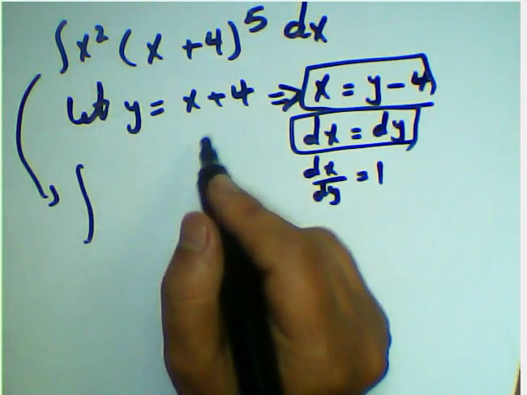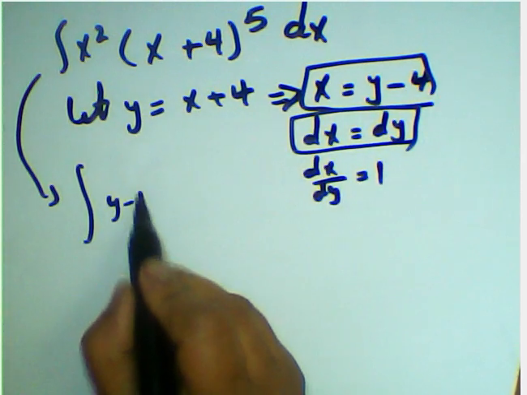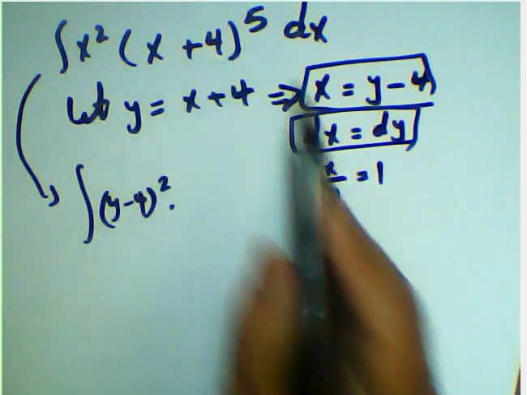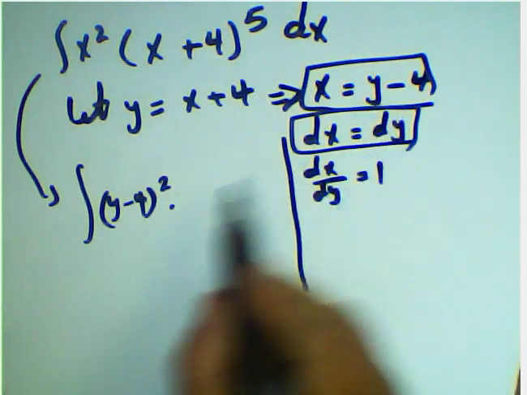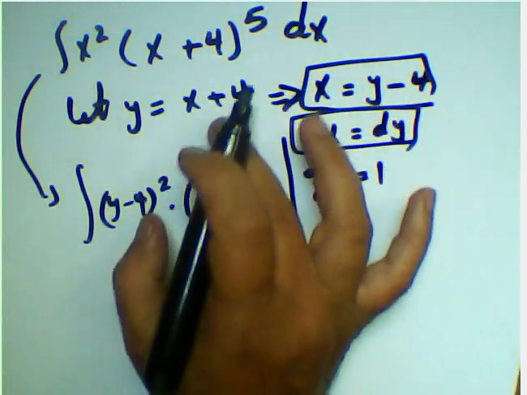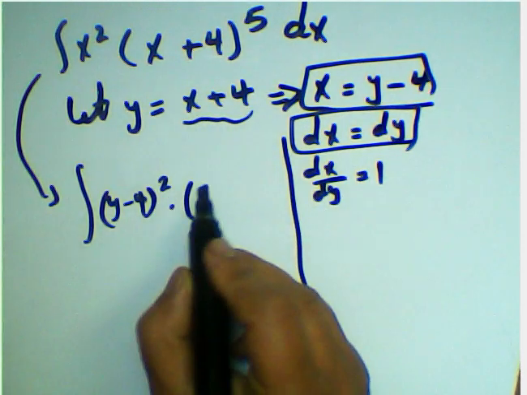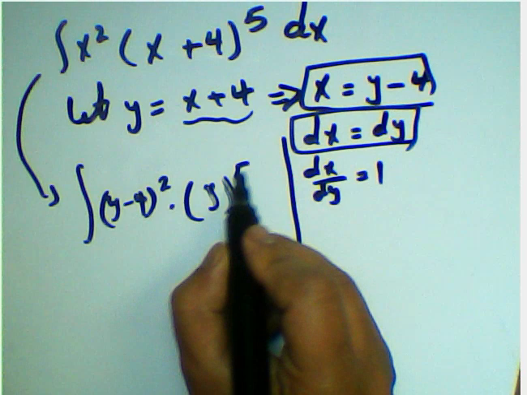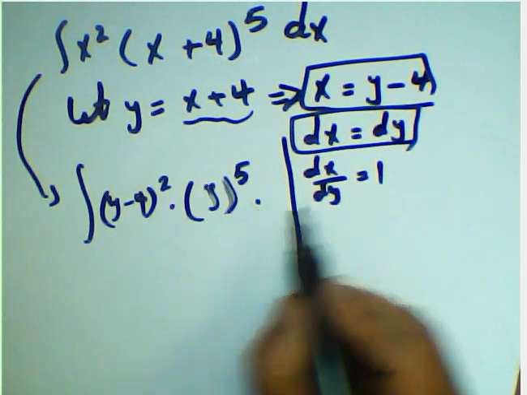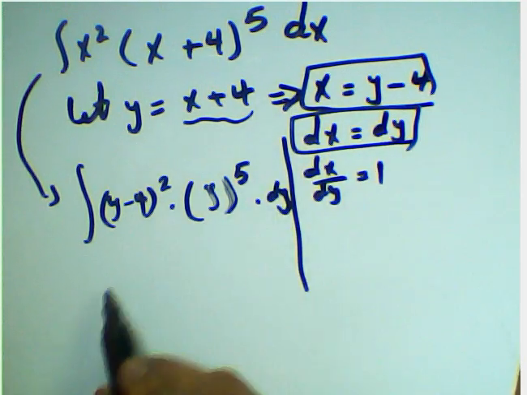Okay, then we can complete this function here. x power 2, cancel x, will be y minus 4. I write it here. Okay, (y minus 4) all power 2 times (x plus 4) all power 5. x equals y minus 4. Then, y equals x plus 4, it will be y all power 5. Okay, all multiplied by dx, cancel dx and write dy.